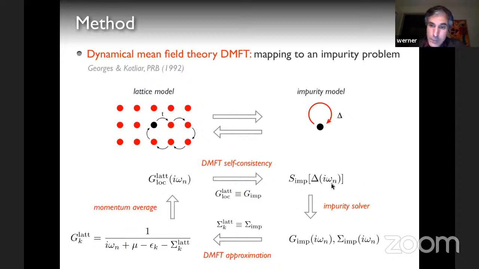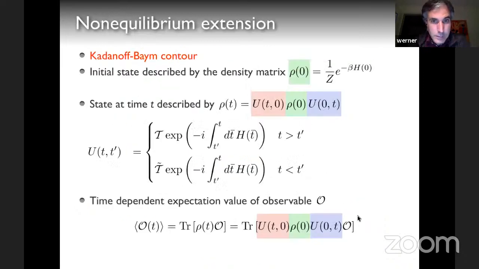The difficult step in this calculation is the solution of the impurity model. I myself have worked a lot on techniques for solving impurity models, but this is not what I want to discuss right now. Instead, I want to describe how we can extend this formalism to time-dependent problems. And for this, I have to introduce the concept of a Kadanoff-Baym contour.